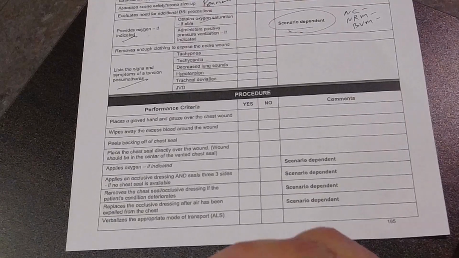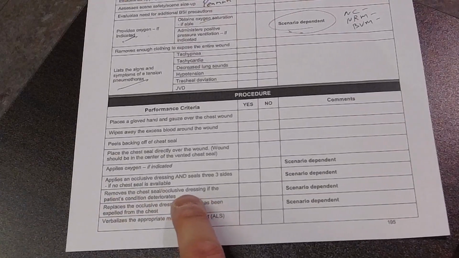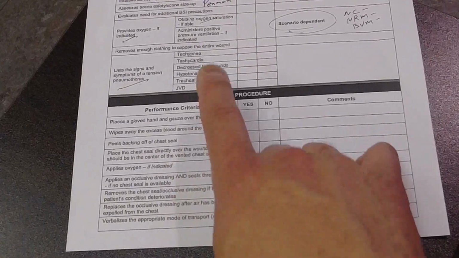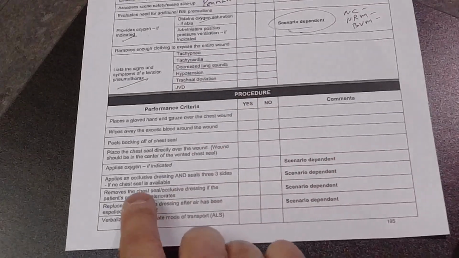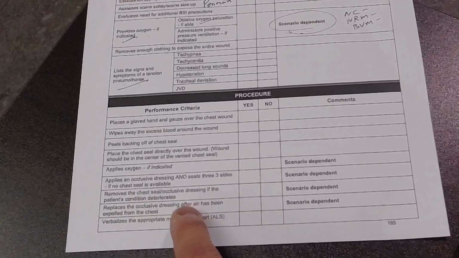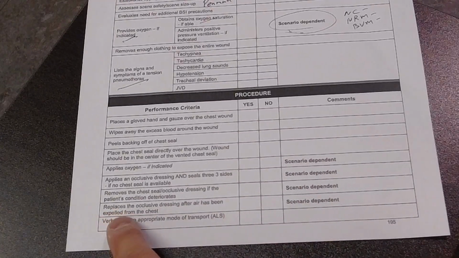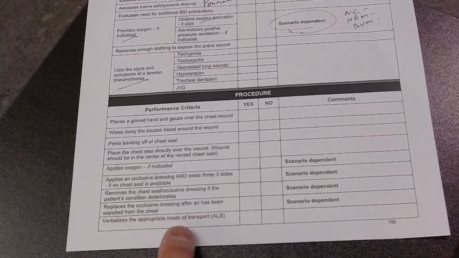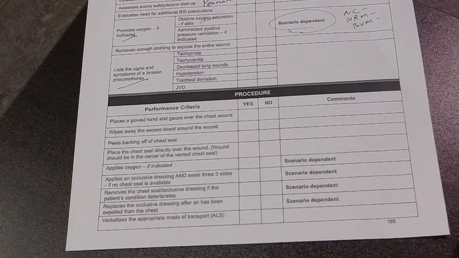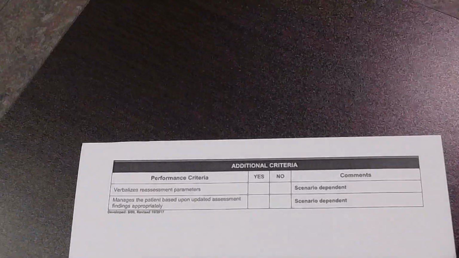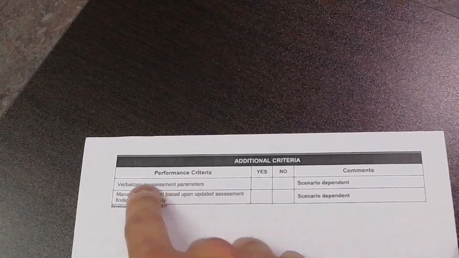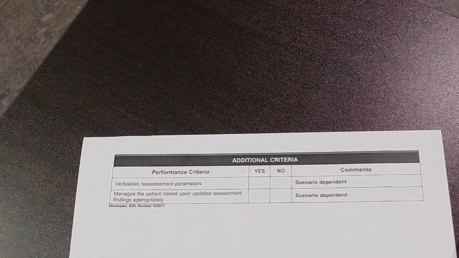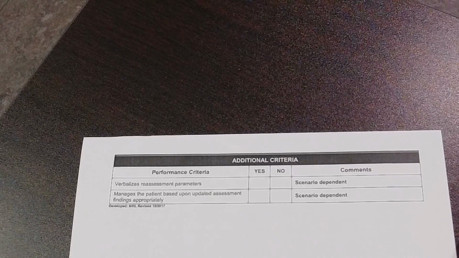So let's kind of go back here. Once you remove the seal, because you detect signs and symptoms of tension pneumothorax or the patient's condition is deteriorating, you let the air expel out, but then you have to replace that occlusive dressing after the air has expelled from the chest. Verbalize appropriate mode of transportation, which is going to be ALS transport. And then on the backside, don't forget, there's a backside, verbalize reassessment parameters. It's going to be a critical patient, so you're going to reassess conditions, look for signs and symptoms of tension pneumothorax or signs of the patient deteriorating every 5 minutes.